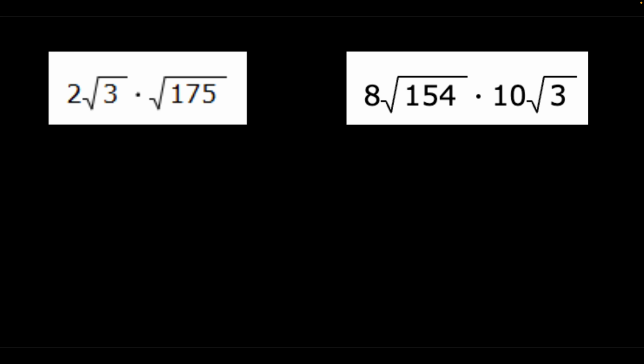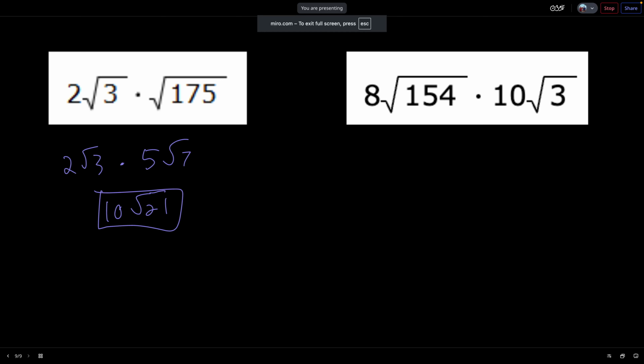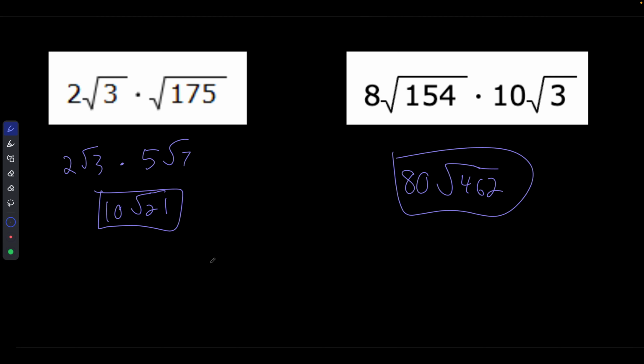Okay, now that you've had time to work these problems, let's check your solutions. For the first problem, you should have gotten 10 square root of 21. Here's the work. And for the second problem, 154 cannot be simplified. And then when you do 154 times 3, this 462 cannot be simplified either. So this is your final answer, 80 square root of 462.